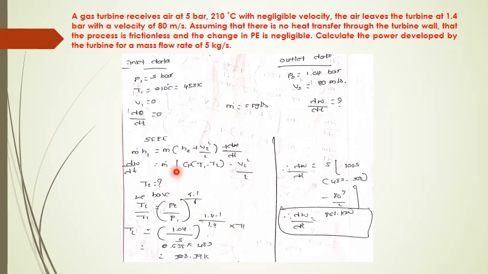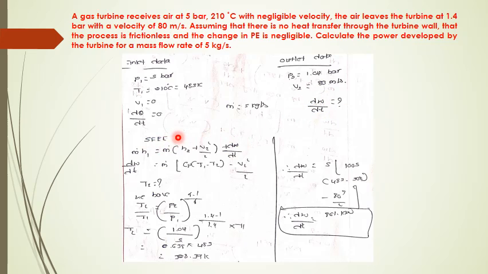Now the inlet data. Pressure at inlet is 5 bar, temperature at inlet is 210 degrees Celsius, inlet velocity is 0, rate of heat transfer is 0, and mass flow rate is 5 kg per second. And the exit data: pressure at exit is 1.04 bar, velocity at exit is 80 meter per second, and we need to find the work done by the turbine, because the turbine is a power developing machine. Here we will get the work from the turbine.